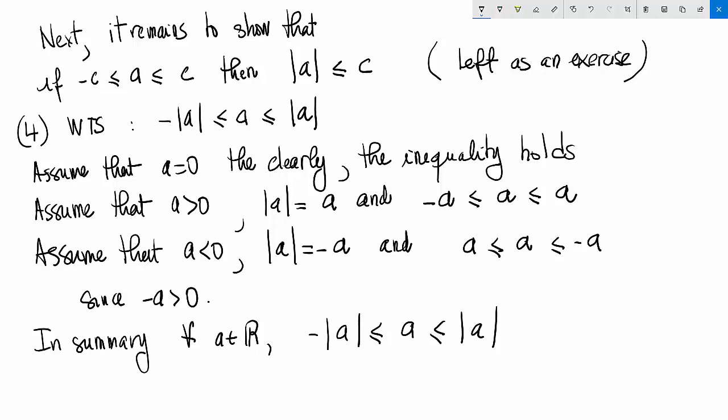So next, I will establish the triangle inequality. Remember that the triangle inequality states that for any real numbers A and B, the absolute value of A plus B is less than or equal to the absolute value of A plus the absolute value of B. Okay. All right.